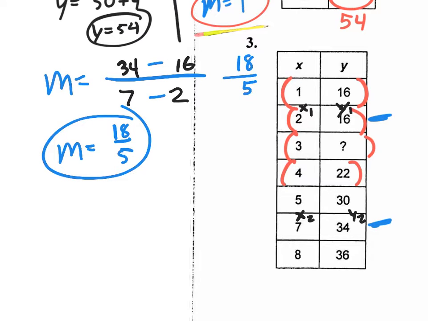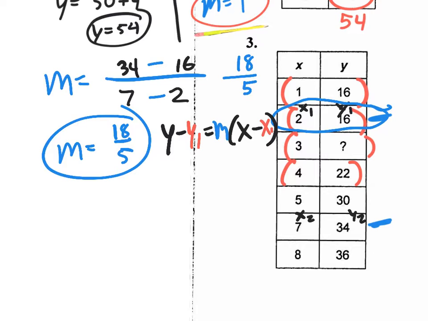Point slope, right? So point slope, we're going to go with the first coordinate that we actually used on the slope, the x1, y1. So let's write point slope form. There's point slope form, y minus y1 equals m parentheses x minus x1. And let's rewrite it with blank spots.